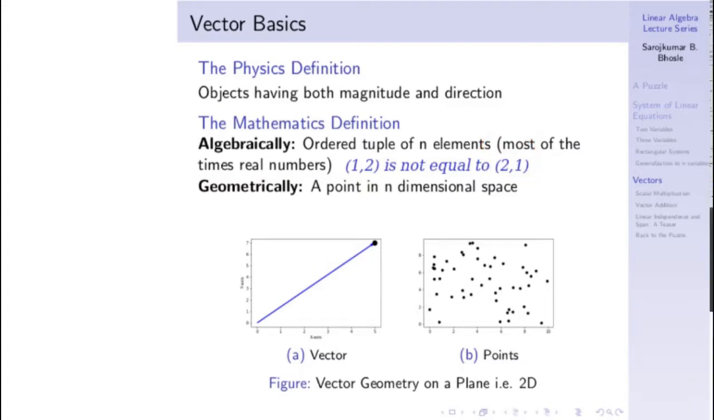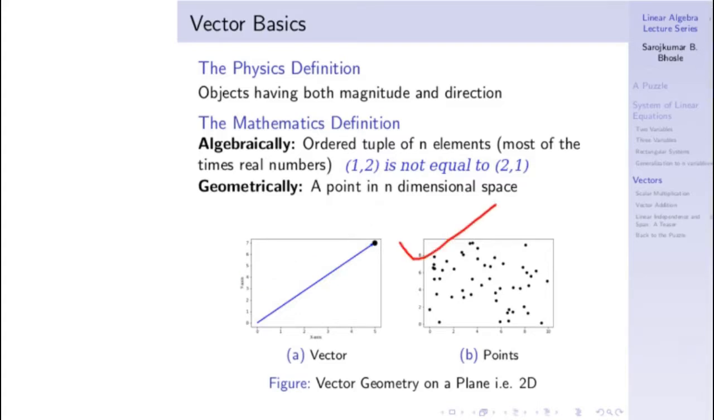Geometrically, a vector can be represented as a point in n dimensional space, and if we consider 2 dimensions, we can represent a vector as a point in 2 dimensional space. This is one possible representation of a vector. If a vector represents this point, we draw a line from the origin, which is (0, 0), to that point, and we use an arrowhead to represent that point. The length of the line represents the magnitude of the vector, and the arrow represents the direction of the vector.